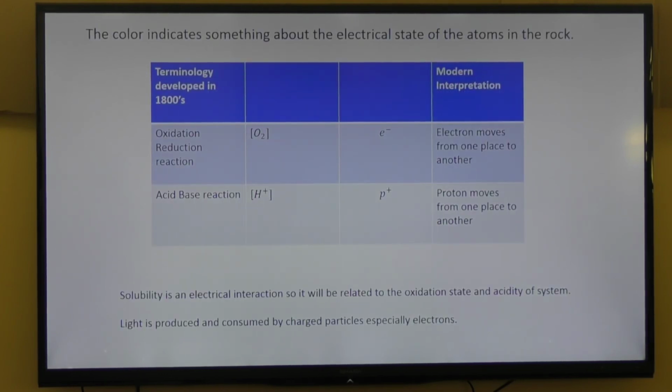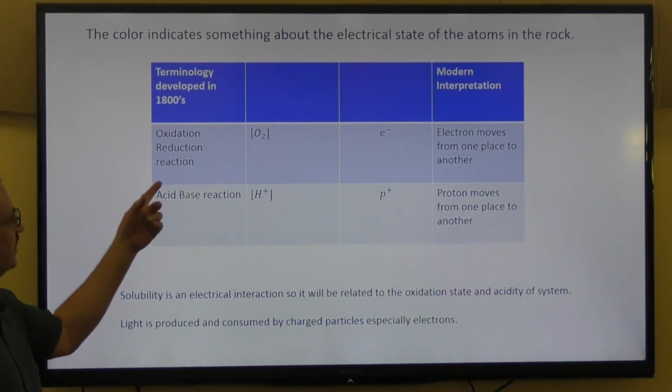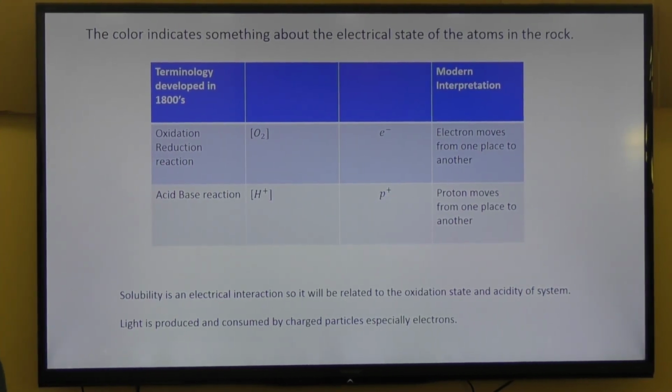Okay, now something a little more difficult. The color of those red rocks indicates something about the electrical state of the atoms. You might have heard the phrase oxidation reduction. Oxidation reduction is something that was worked out around 1800, French Revolution times. That's when that terminology was invented.